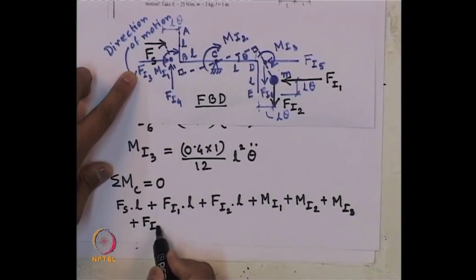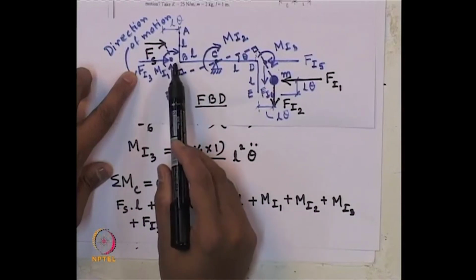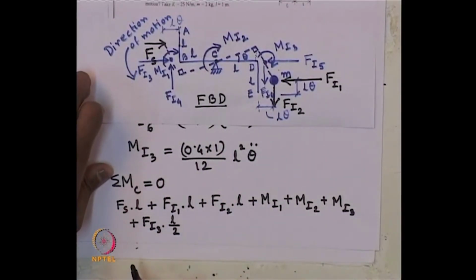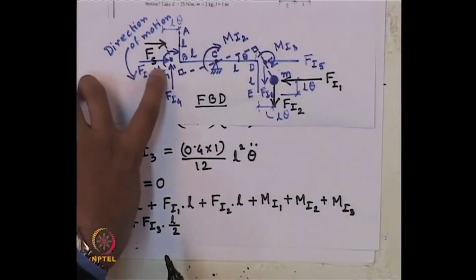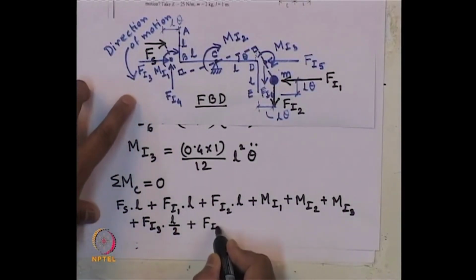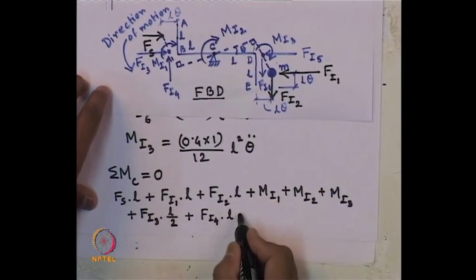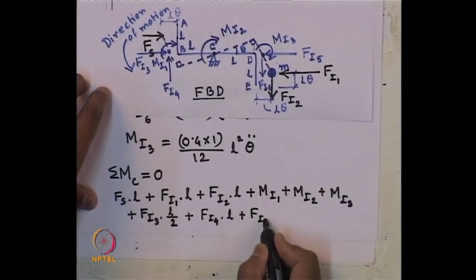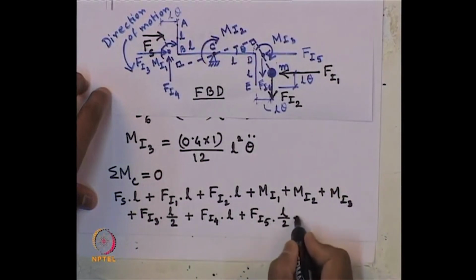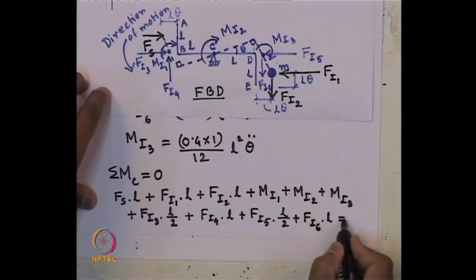F I 3 times how much is this lever arm? This lever arm is L by 2 for this force, which is acting at the center of the bar, plus F I 4 times its lever arm is L, plus F I 5 times L by 2, plus F I 6 times L equals to 0.